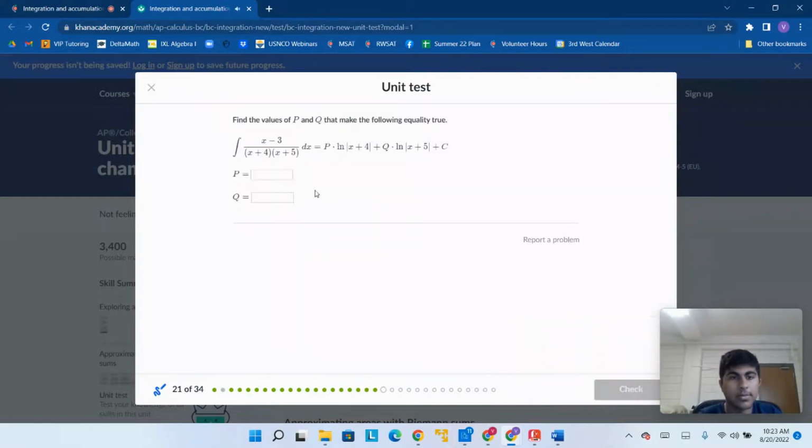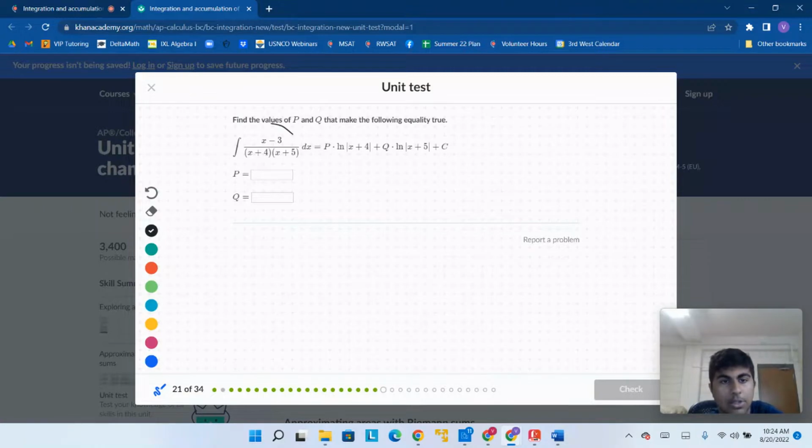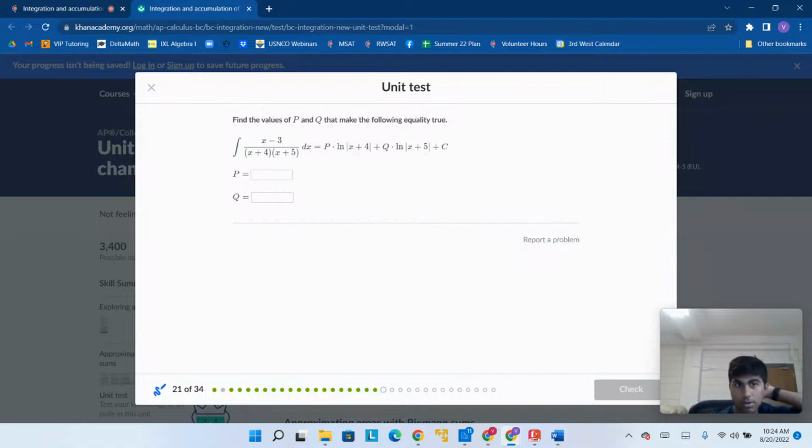Let's keep going. Find values of p and q that make the following equality true. Okay, so this is going to be a partial fraction decomposition. That's another one of our tools in addition to integration by parts, in addition to u-substitution. Partial fraction decomposition is kind of cool. As the name suggests, you are just decomposing an integral into fractions. You're changing this into two fractions, one of which has denominator x plus 4, the other has denominator x plus 5. So how are we going to do that?